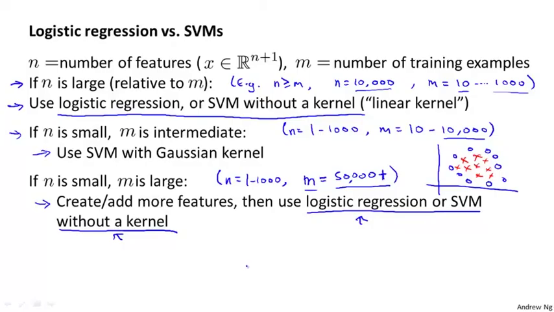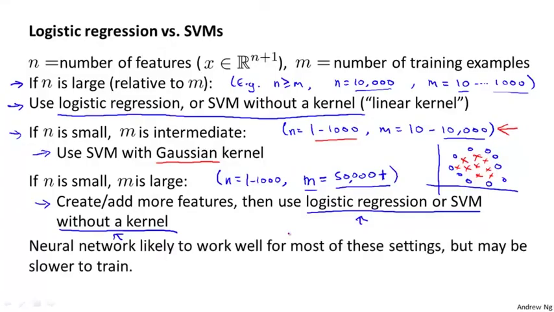But a lot of the power of the SVM is when you use different kernels to learn complex nonlinear functions. And this regime, when you have maybe up to 10,000 examples, maybe up to 50,000, and your number of features is reasonably large, maybe that's a very common regime, and maybe that's a regime where a support vector machine with a Gaussian kernel will shine and can do things that are much harder to do than with logistic regression.